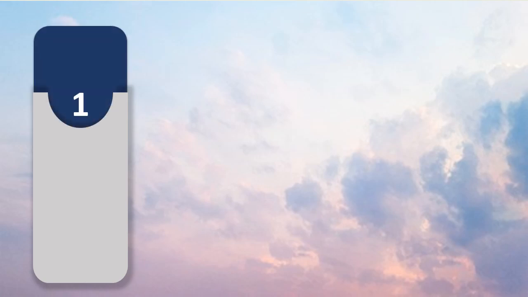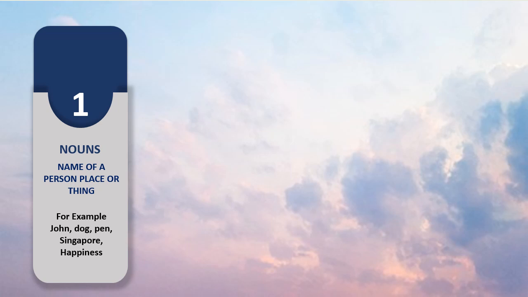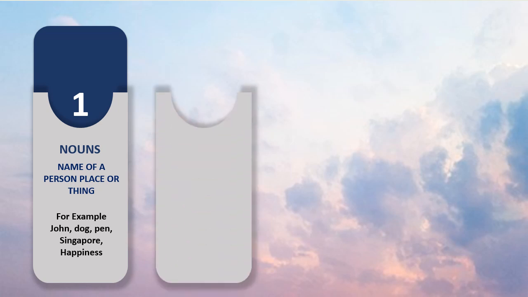So, the first part of speech is noun. A noun is a word that names a person, place, thing, or idea. Nouns are a fundamental part of a language and used to identify and describe things in the world. As we speak, we come across many words that are classified as nouns. For example, John is the name of a person. A dog is an animal. A pen is a thing. Singapore is the name of a place. Happiness is an idea. Can you think of more nouns?